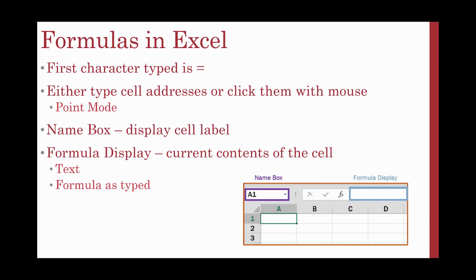So for formulas in Excel, the first character that's typed is the equal sign. You either type your cell addresses, for example B1, C1, or you just click them with your mouse. That's called point mode. The name box is displaying the name of the cell in which you are working. The formula display is the current contents of the cell. It is going to display text or the formula that has been typed.